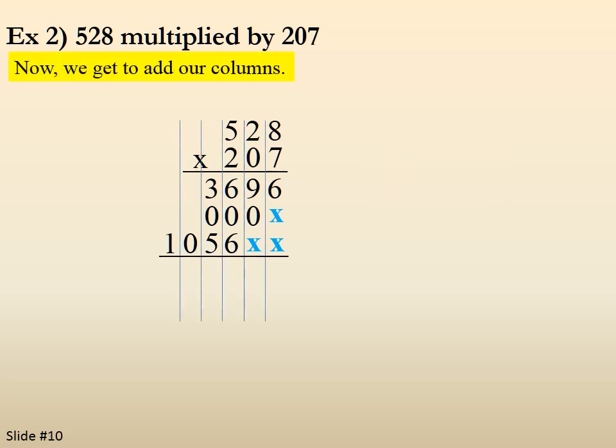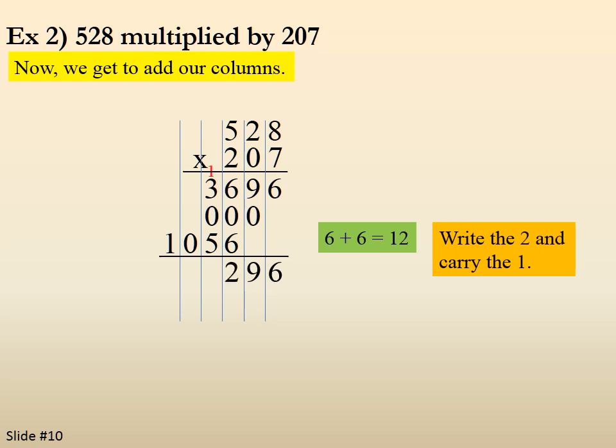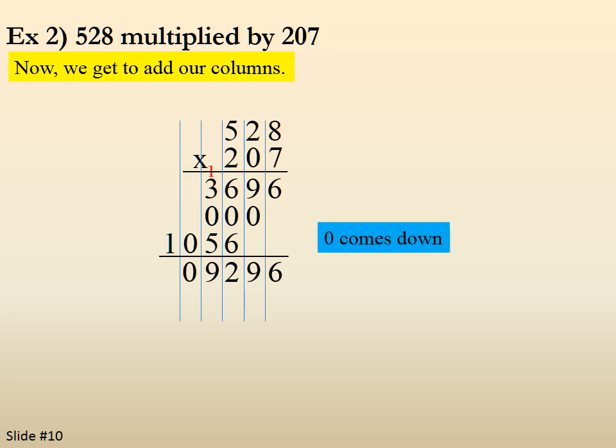And now we get to add. Sometimes it helps to line these up. People use lined paper and they just turn it sideways and use the lines as their columns. Or if you write really neat, you probably don't need to do that. But really, columns are the key. So the placeholders go away. 6 comes down. 9 plus 0 is 9. 6 plus 6 is 12. Put down the 2, carry the 1. 5 plus 3 plus the 1 gives us 9. 0 comes down. The 1 comes down.